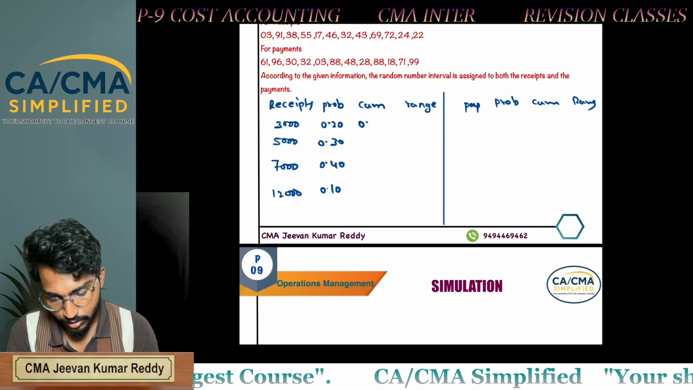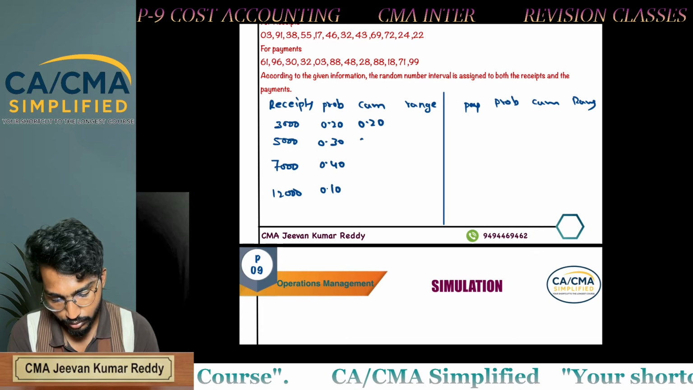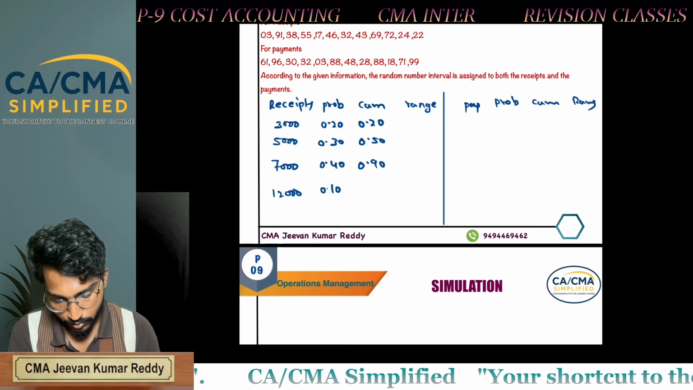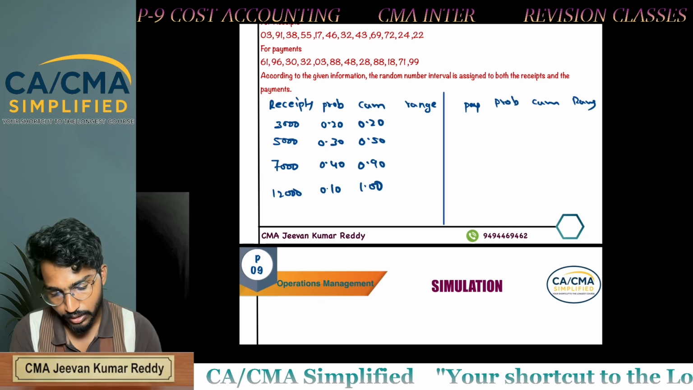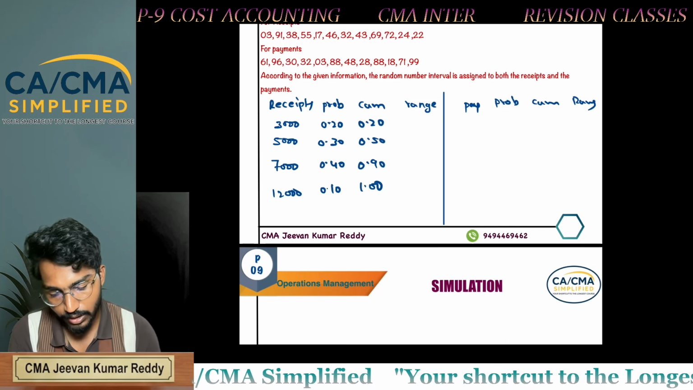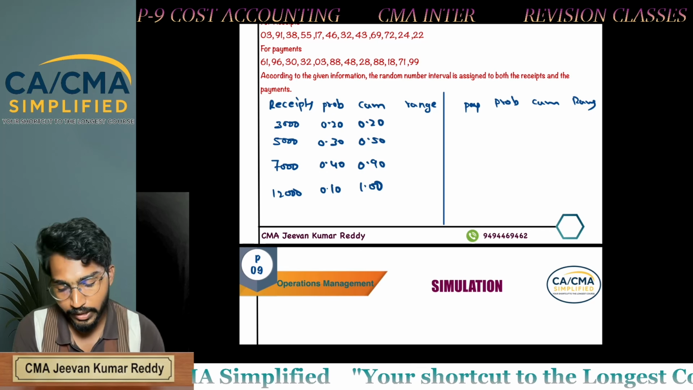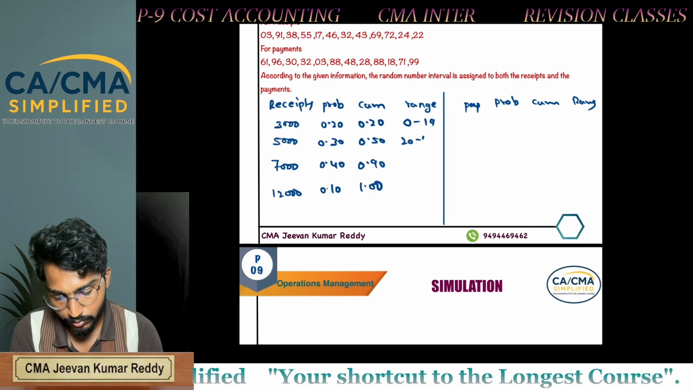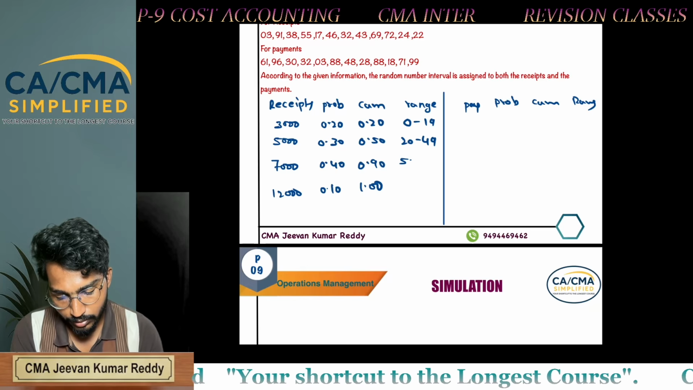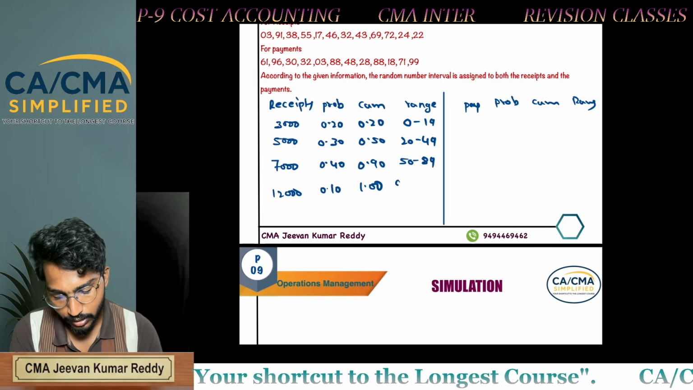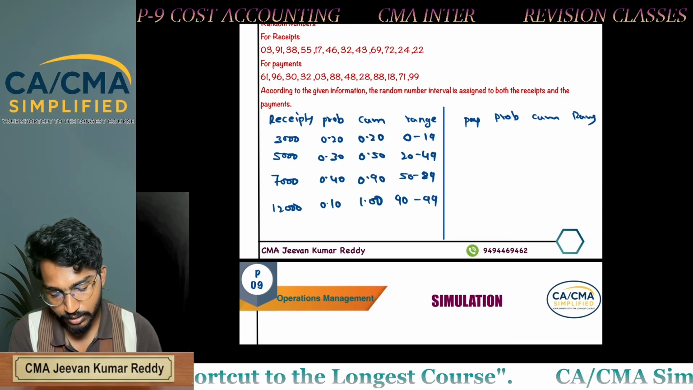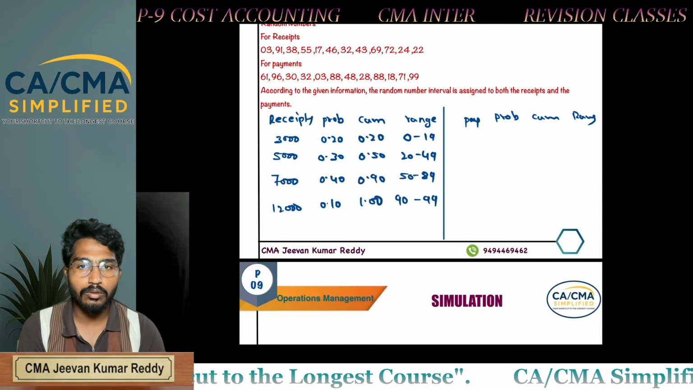Cumulative probability 0.20, 0.50, 0.90, 1.00. So range, here it is 20%. The range will end at 19. 0 to 19, 20 to 49, 50 to 89, 90 to 99. Why? Because random numbers will always end at 99 only.